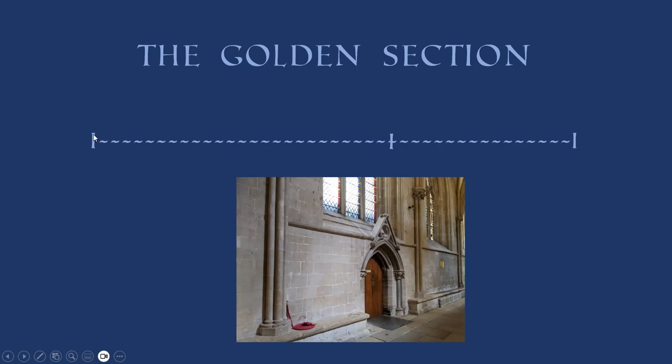Now, there's no purely practical reason why the doorway is at the golden section. If it was in the middle of that bay area, that's what the area between the pillars is called, it would still go into the sacristy that it leads into. So it is, I think, quite clear that it's intentionally been put at the golden section.